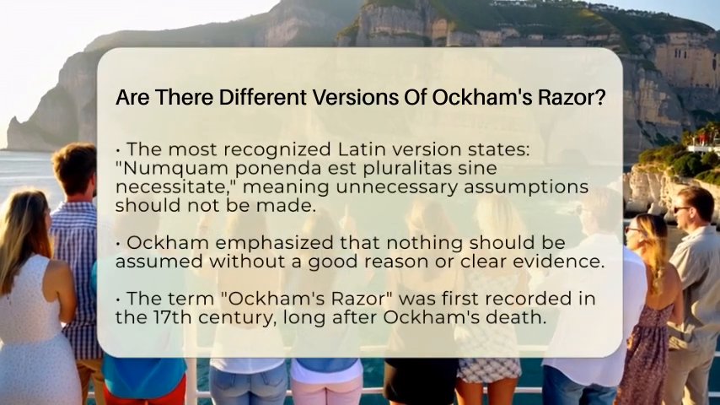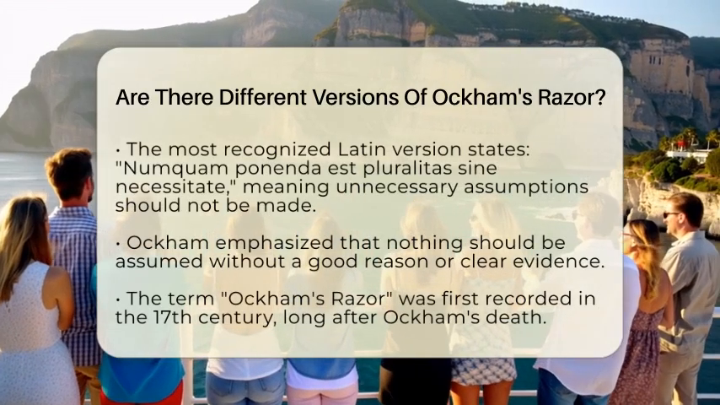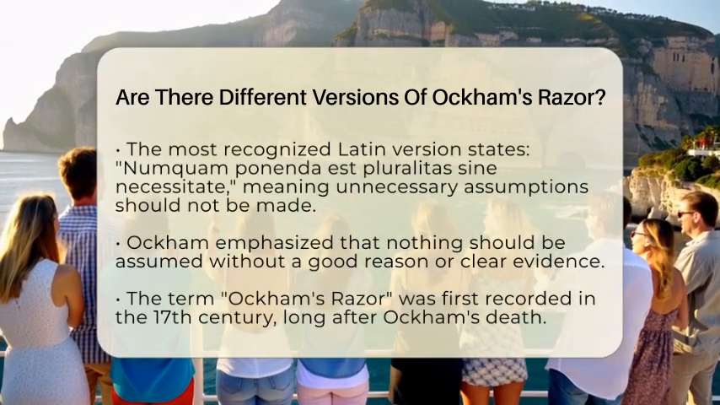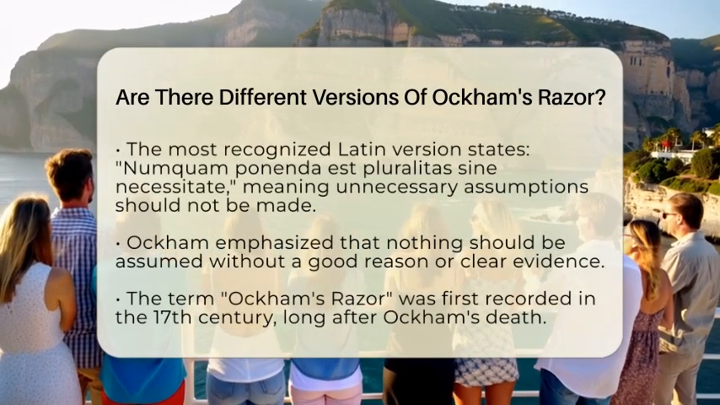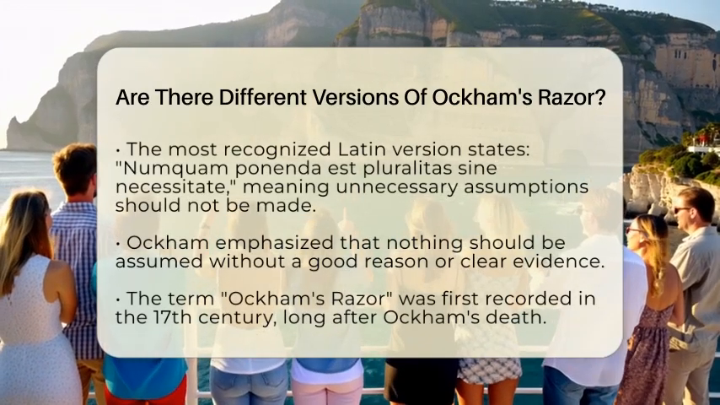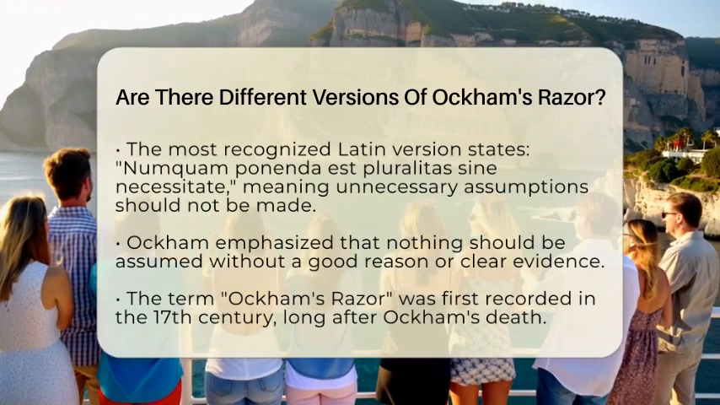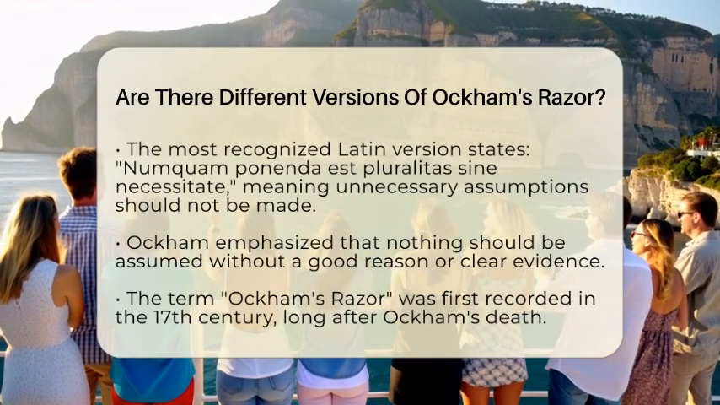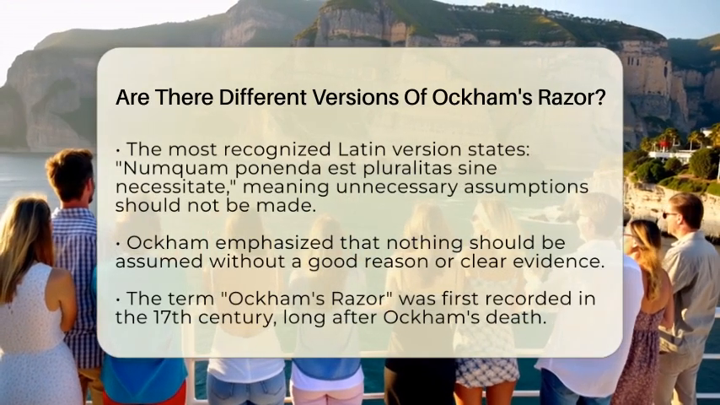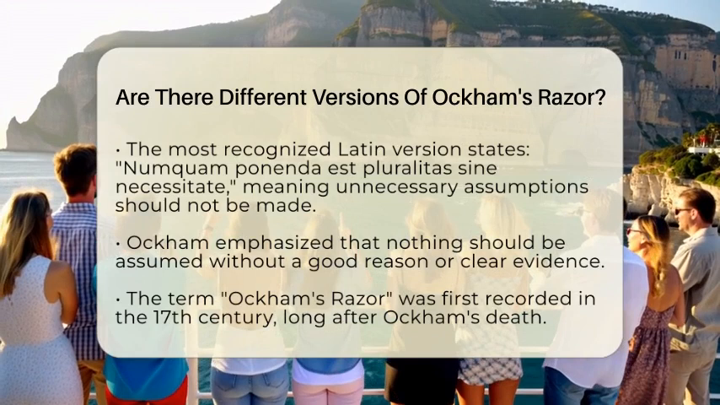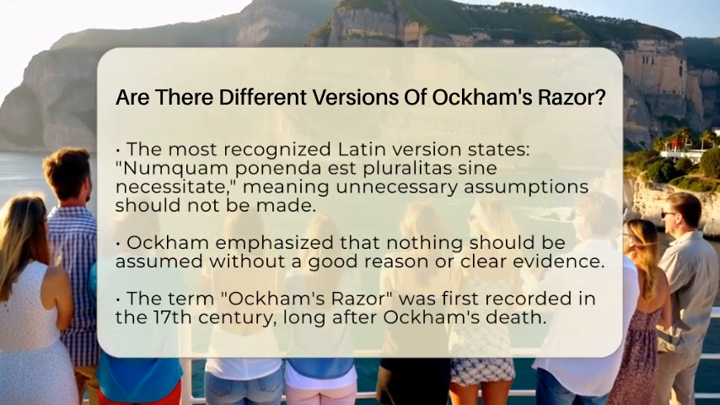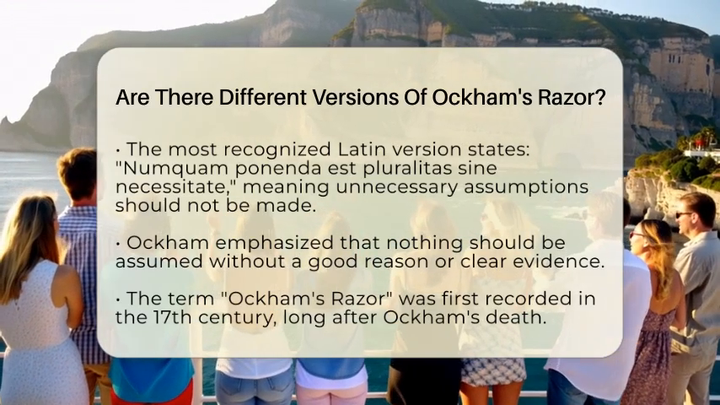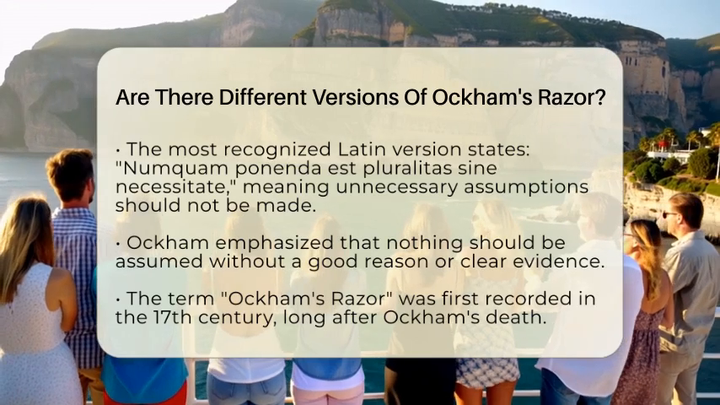The most recognized version attributed to Ockham is in Latin, "numquam ponenda est pluralitas sine necessitate." This translates to "plurality must never be posited without necessity." This version stresses that we should not create more entities or assumptions than necessary to explain a phenomenon. Ockham often expressed this idea in various ways, emphasizing that nothing should be assumed without a good reason, unless it is self-evident or supported by authoritative scripture.